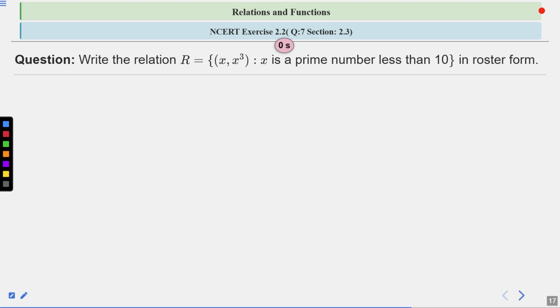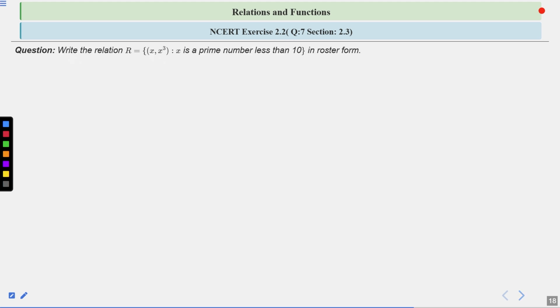The time is up. This question is quite simple. First of all, the question asks to find its roster form, which is very easy. The ordered pairs are described in this manner: the first element is x and the second element is the cube of the first element. Simple. And what is my first element? The first element is a prime which is less than 10. Clear? So the roster form for this R is going to be this. How are we getting it? Let us see the solution.